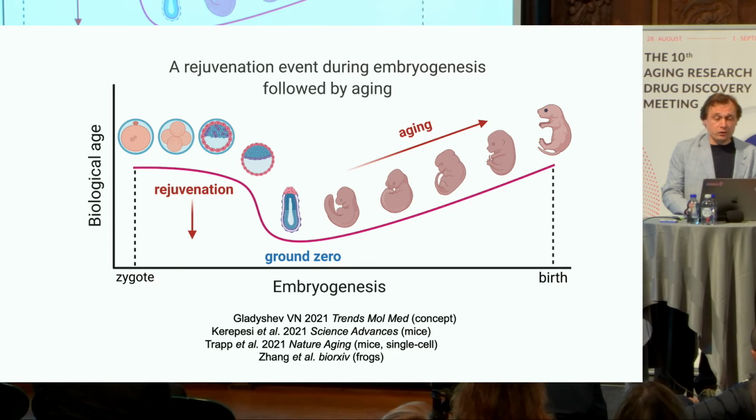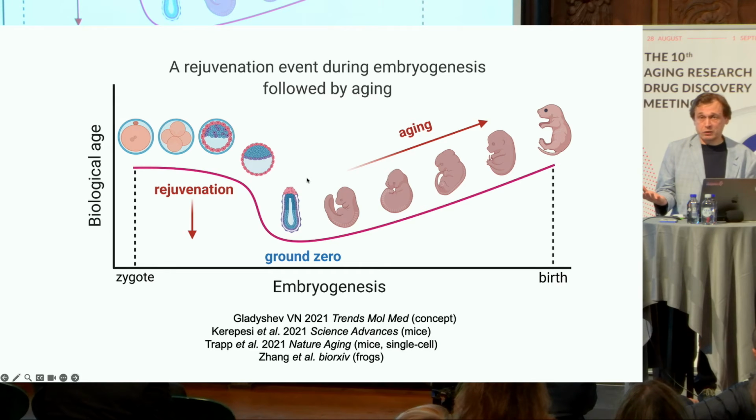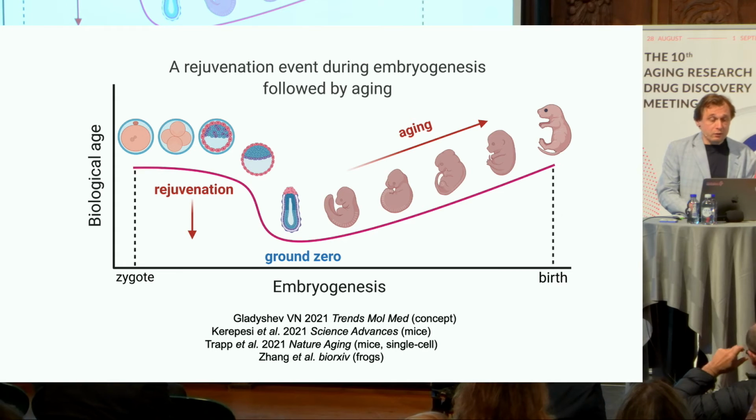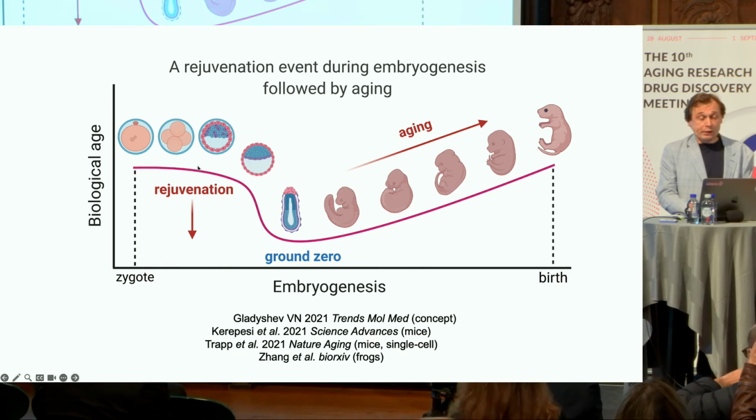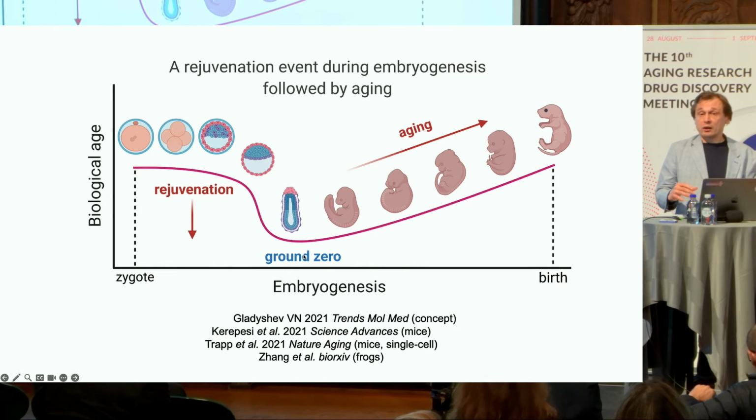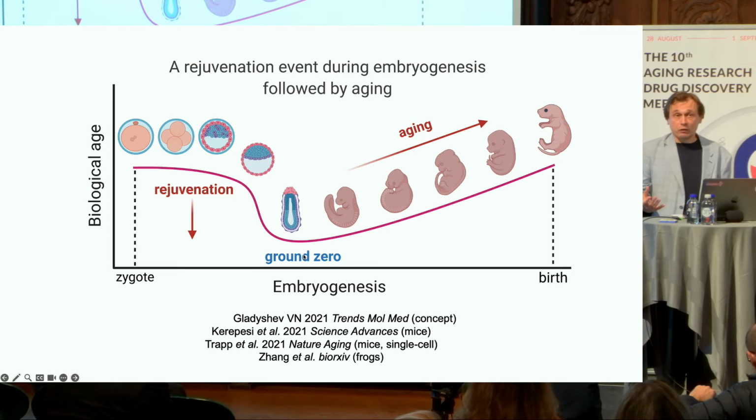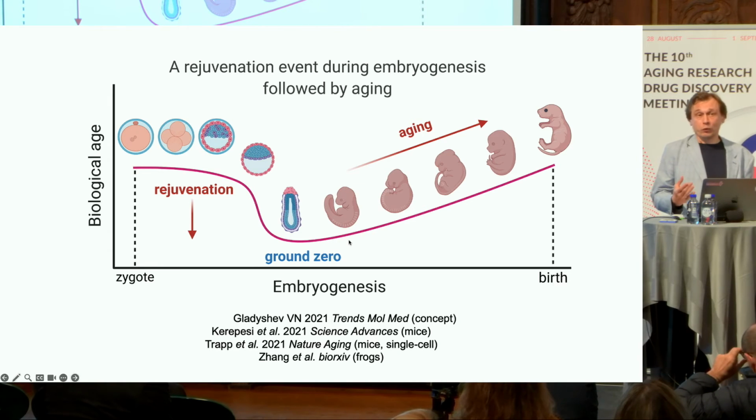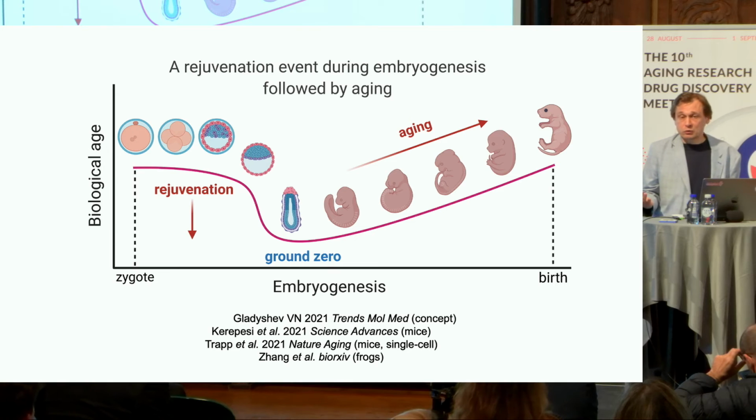Another example of rejuvenation we described in a series of papers over the years, and this is rejuvenation during embryogenesis. By applying various clocks, we found that at the time of conception, the age of the zygote is low, very low, but it's not 0. It's slightly above 0. And then during early stages of embryogenesis, we observe this rejuvenation, culminating in the point that we call ground zero, which is the point of lowest biological age. And then age begins to increase. And we think aging, the process of aging, actually begins at that point, which is in mice approximately 7 to 8 days post-conception, and in humans it's going to be the 3rd week post-conception.